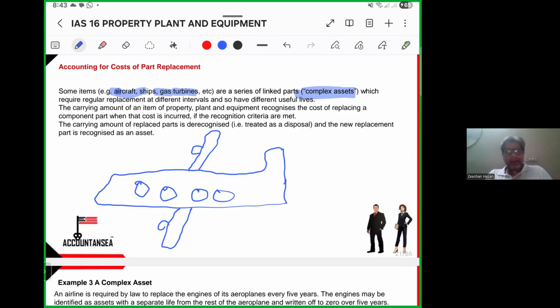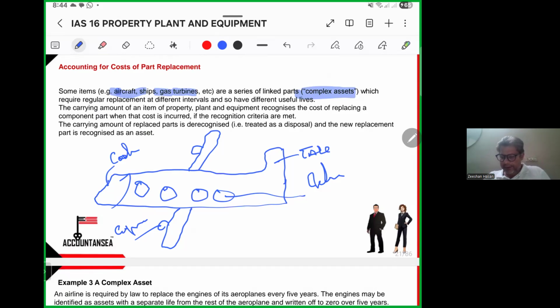So, as I gave you the example of aircraft, ships, gas turbines, here is one of the aircraft. It has a series of linked parts. For example, the tail of the aircraft, the interior of the aircraft, the engine of the aircraft, the cockpit of the aircraft, and they all have different useful lives. For example, the cockpit has a life of 7 years, the tail has a life of 5 years, and the engine has a life of 3 years.